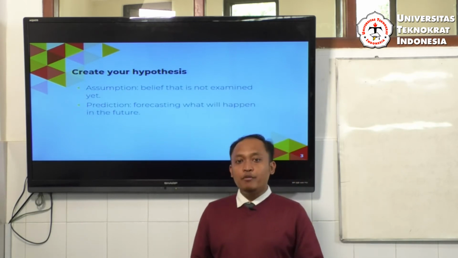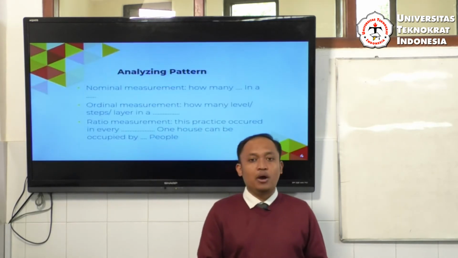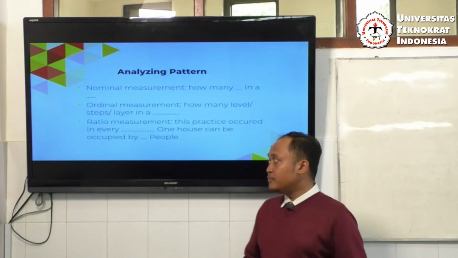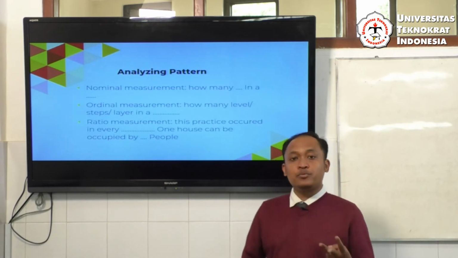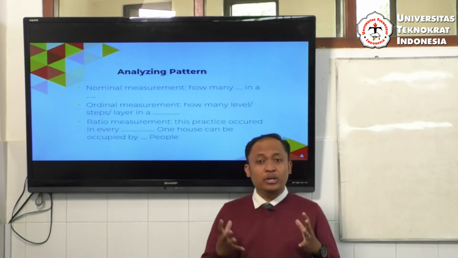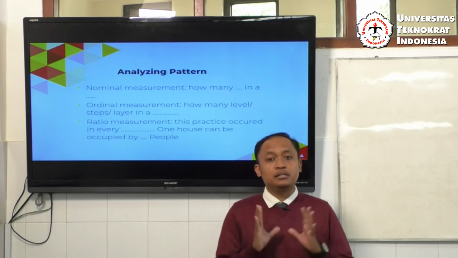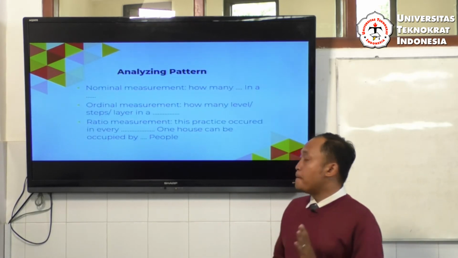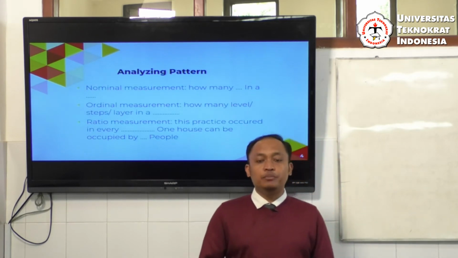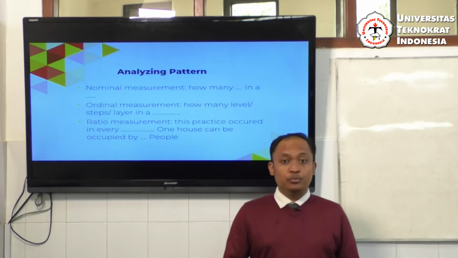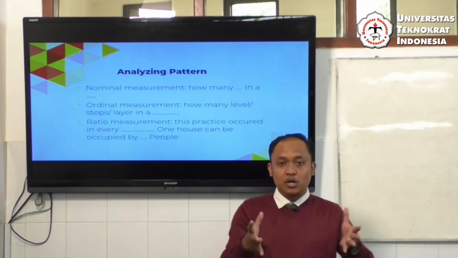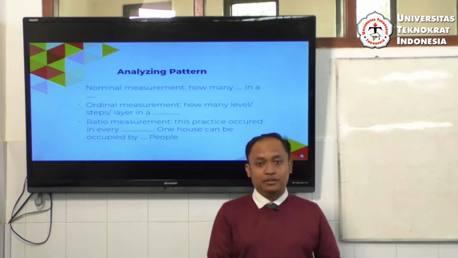Now moving on to slide 3, which is about analyzing the patterns of what happens in society. Here, there are at least 3 measurements that we can observe toward certain cultural phenomena. Number 1 is nominal measurements. Nominal measurements are related to counting certain numbers of phenomena, events, or other cultural activities.